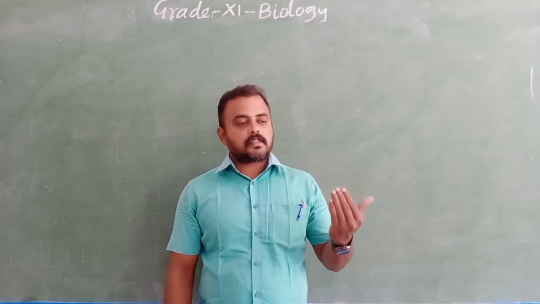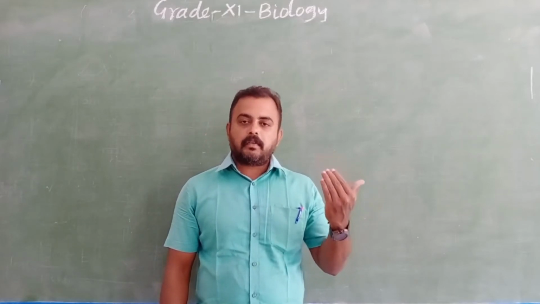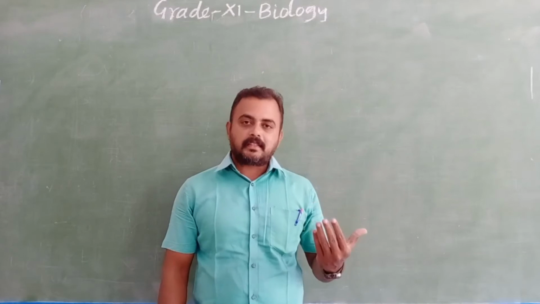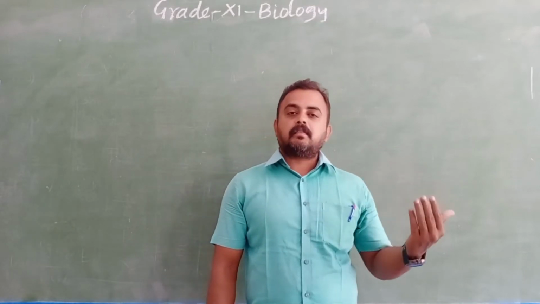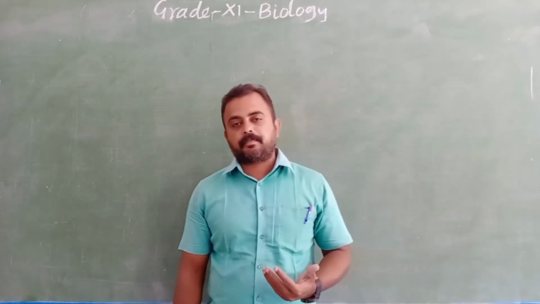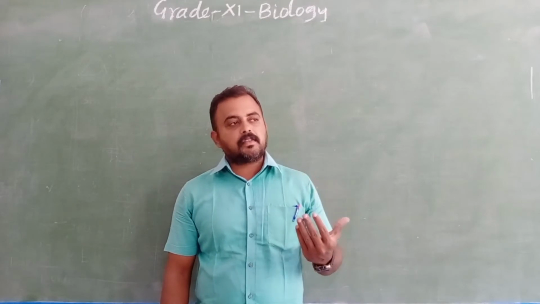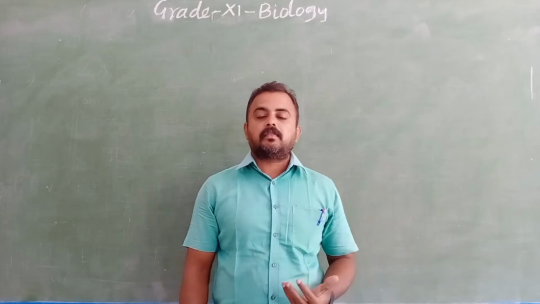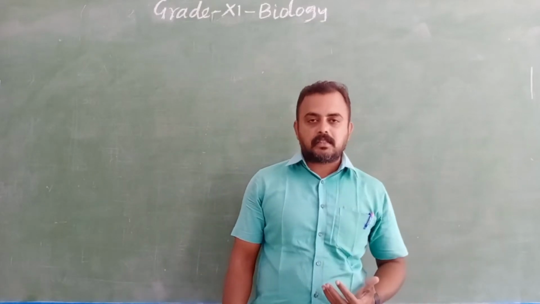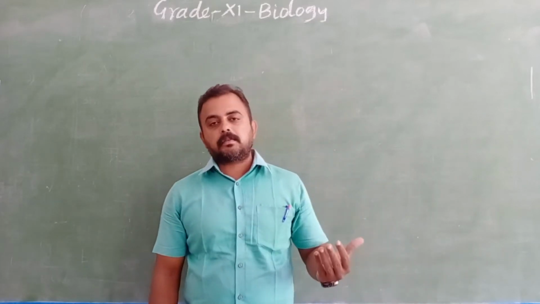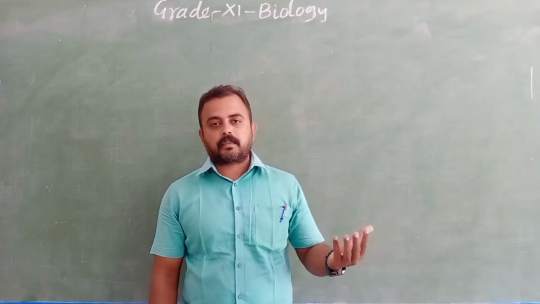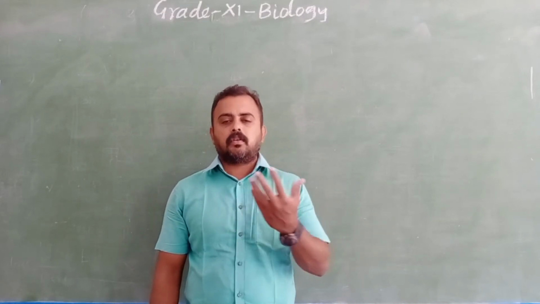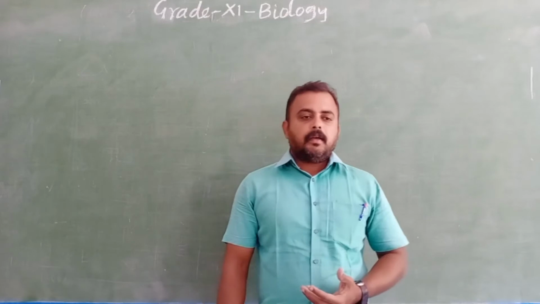The peripheral nervous system is further divided into two types, as I already said: somatic nervous system and autonomic nervous system. The somatic nervous system controls the voluntary actions, and the autonomic nervous system controls the involuntary actions. There we have two types: parasympathetic and sympathetic. These are all things you know.